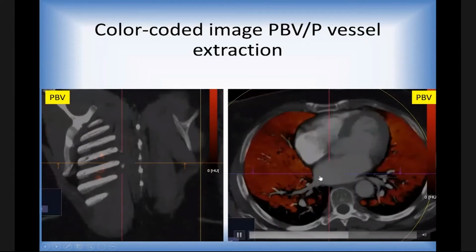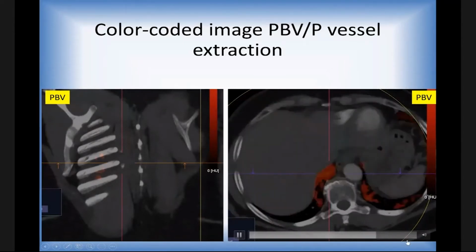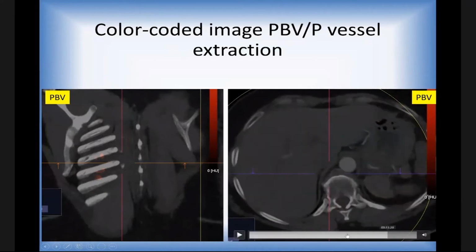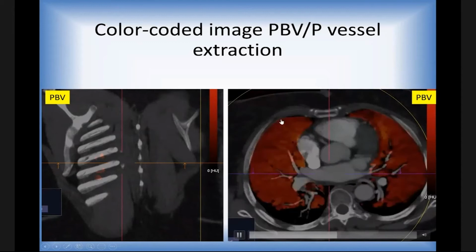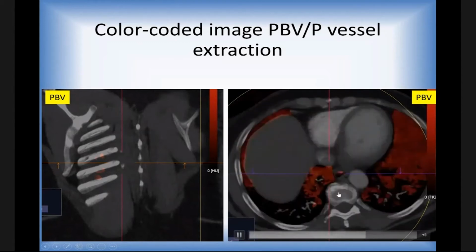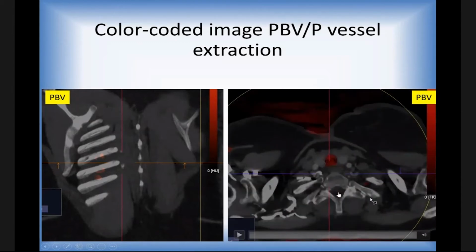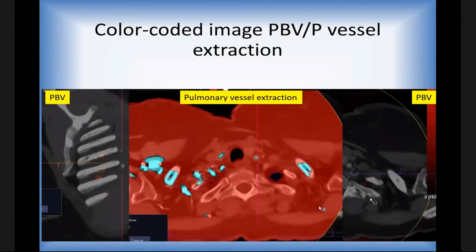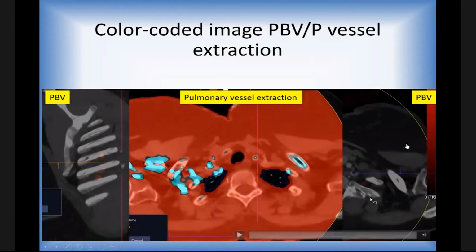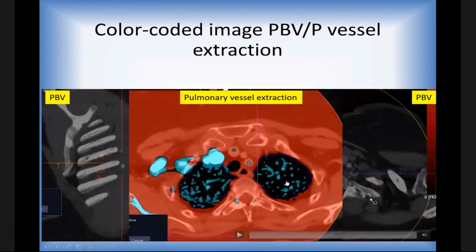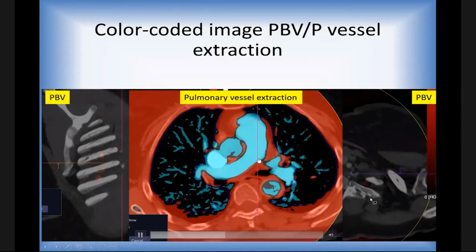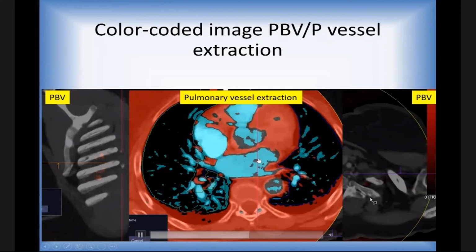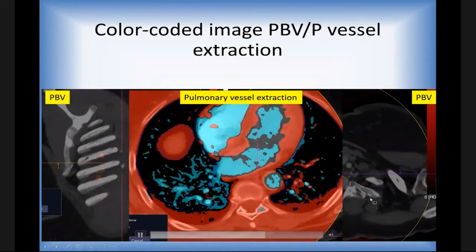So there's also some pitfall of this. Sometimes it helps you to detect pulmonary infarction. Sometimes you have a wedge-shaped area in the periphery of the lung, making you look back at your scan. Is there any more PE in that area? This is the pulmonary vessel extraction. You see only the pulmonary vessel. It's just a fancy image. For me, it's not useful.